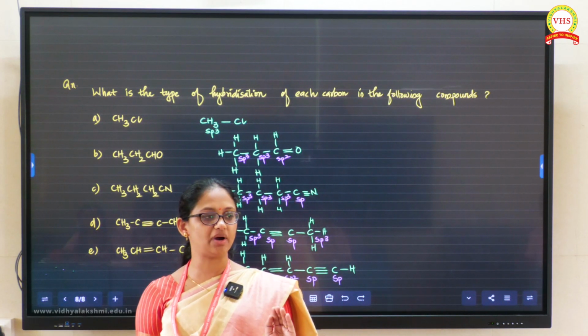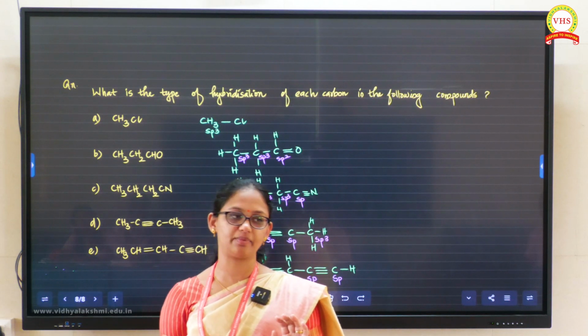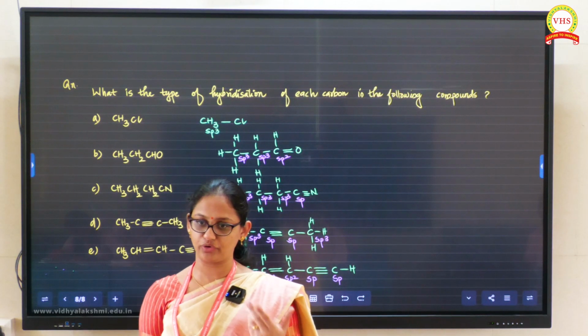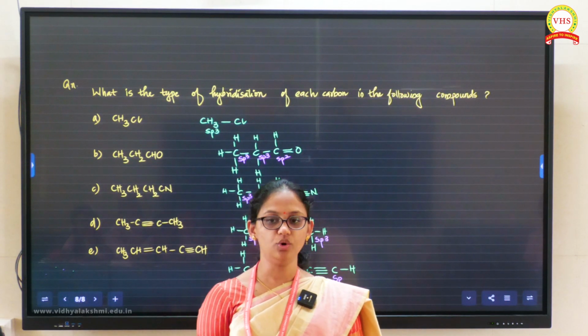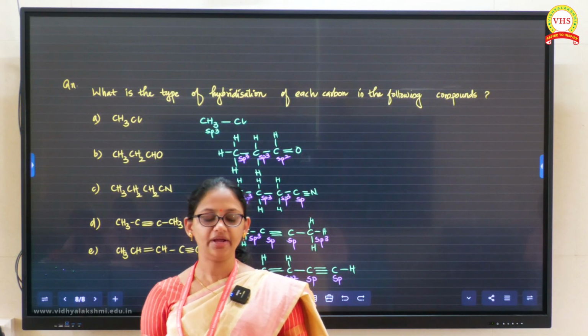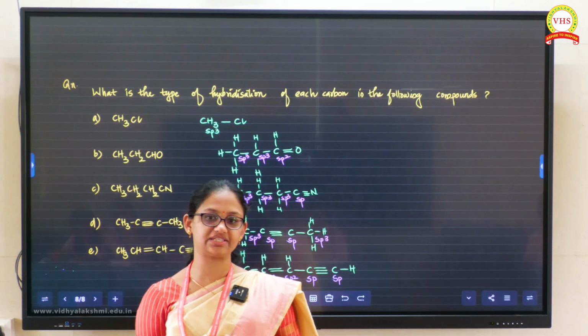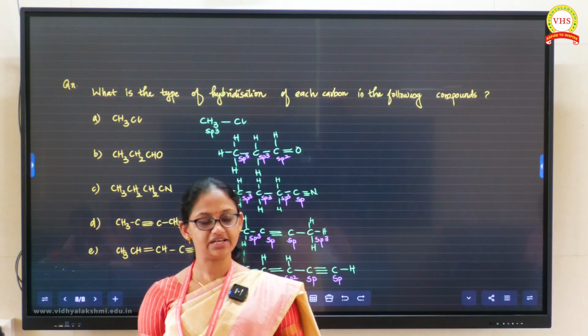Okay, and for sigma and pi bonds: sp hybridization has one sigma bond and 2 pi bonds, sp2 has 1 sigma and 1 pi bond, and with sp3 hybridization all bonds are sigma bonds. So it is clear.